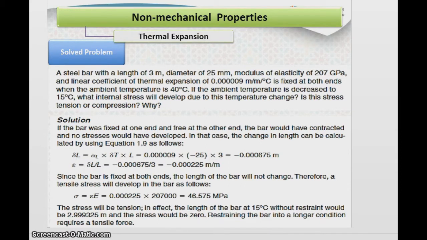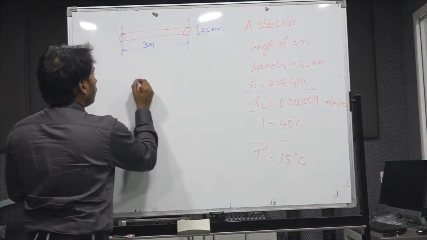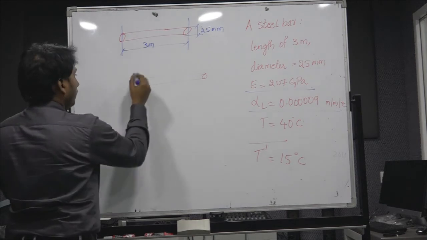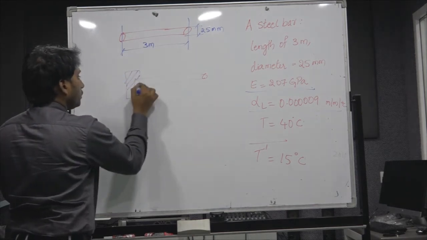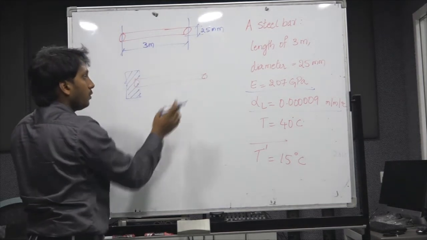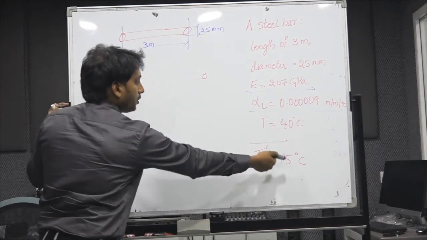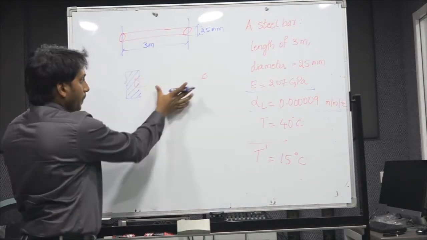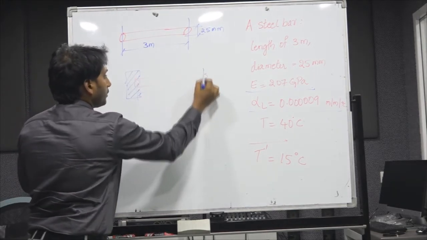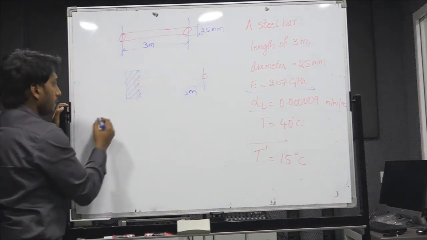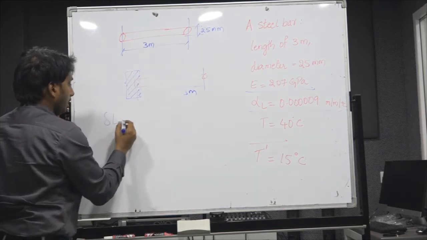So here what we are doing is, we assume that the bar was fixed at only one end. So to find out this change in length, as of now we will assume this bar was fixed at only one end. So this bar has a tendency to elongate or to contract. As the temperature is decreased, the material is going to contract. So the length of the rod, 3 meters, will decrease some amount. How much decrease? We will find it out, the delta L.